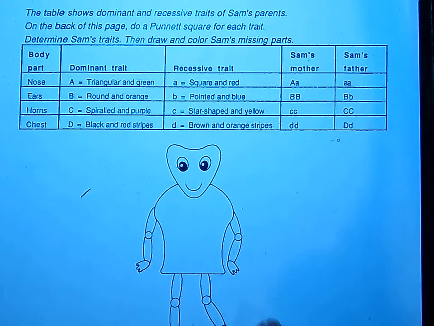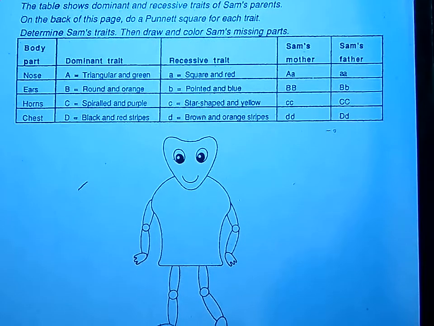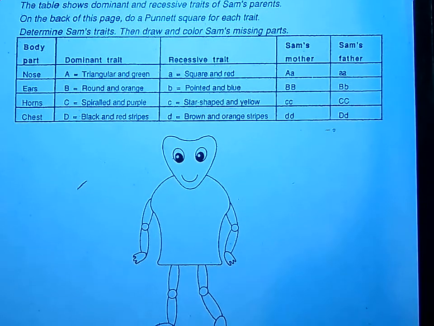So our task, they give us a table that shows the dominant and recessive traits of Sam's parents. On the back of this page, do a Punnett square for each trait. For you guys, it will be in the next page in your document. Determine Sam's traits, then draw and color Sam's missing body parts. So for each one, we have nose, ears, horns, and chest.